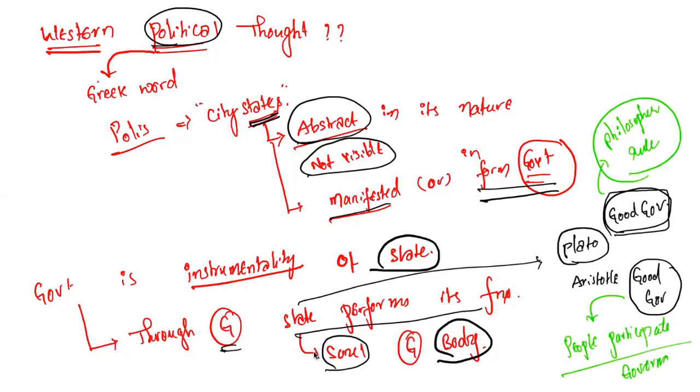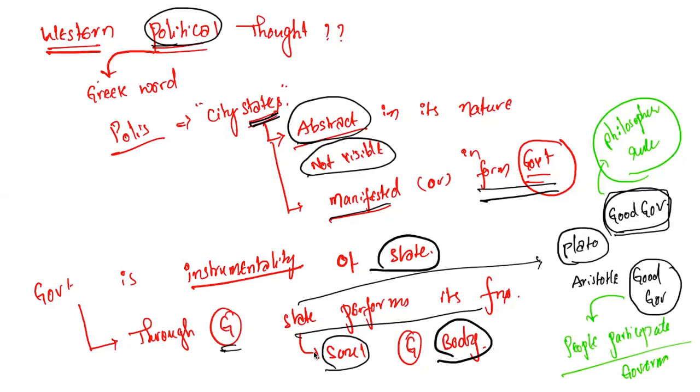So state, again I am repeating, is something which is abstract in nature, which cannot be visible, or state is manifested in the form of government. You can visualize state only through government. What is government? Government is the instrument of state. Through government, state performs its functions. Now, what is the function of state? State performs the function of delivering governance, and it can have good governance only when philosophers rule, as per Plato. But as per Aristotle, it can perform good governance only when people participate. So, this is the difference between Plato's concept of state and Aristotle's concept of state.